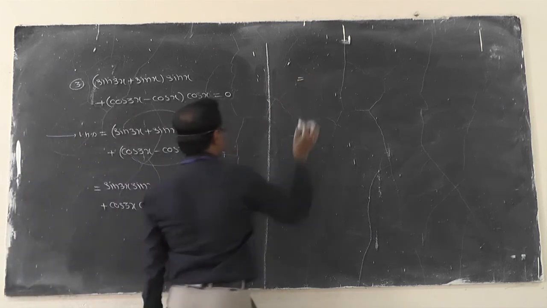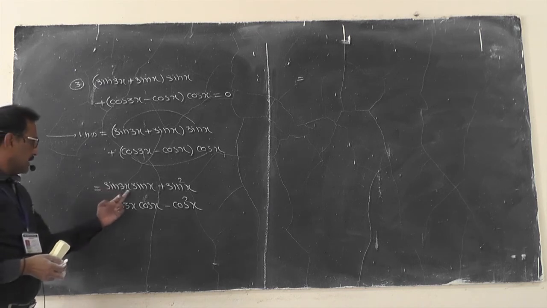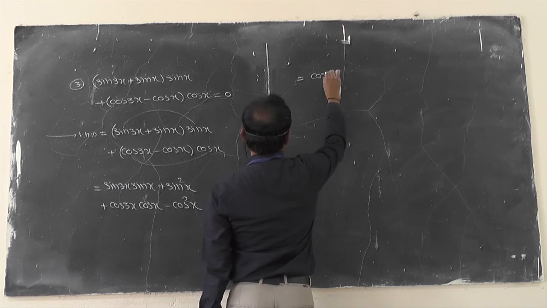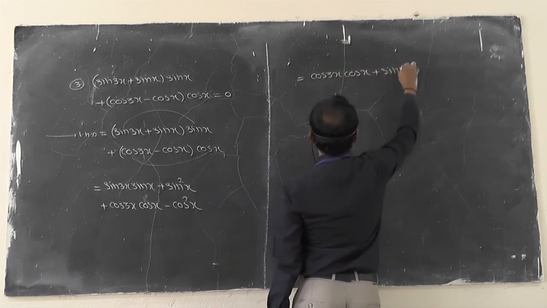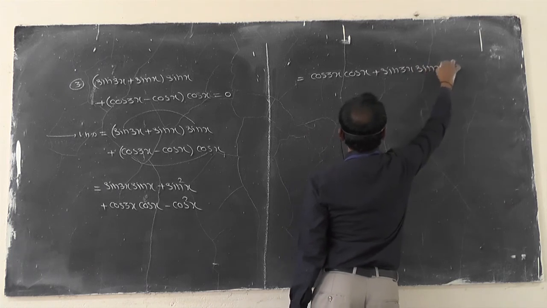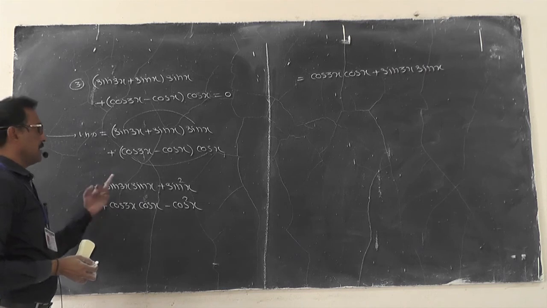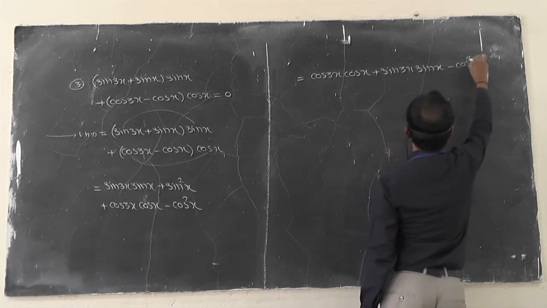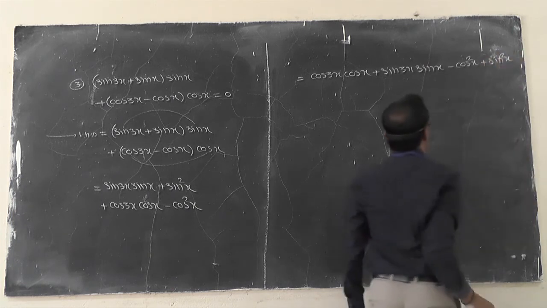Now all these terms are in addition or subtraction. Here it is sin 3x sin x, cos 3x cos x. I will rearrange the terms like this: cos 3x into cos x plus sin 3x into sin x, minus cos square x, and at the very last plus sin square x.